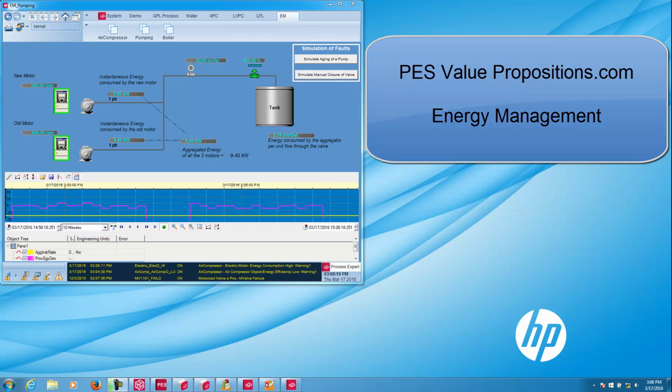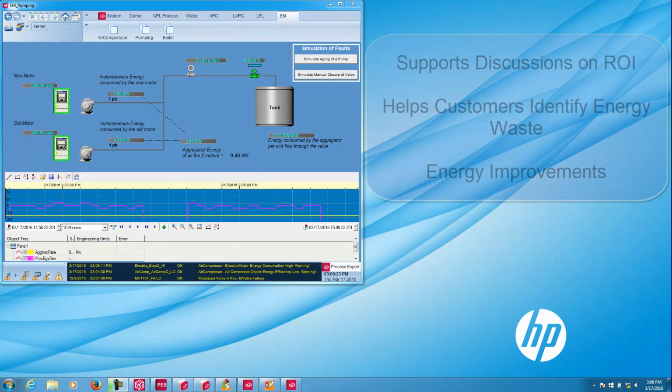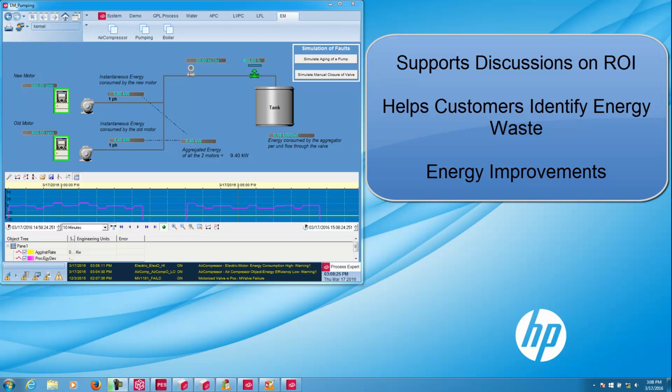Today we'll be looking at our energy management capabilities within PES. This particular value proposition is extremely powerful, and it will help you with your customer in regards to return on investment for his particular project. It will also certainly help him understand how this system can give him some instant information with regard to where his wastes are for energy and where his improvements with energy can come from.